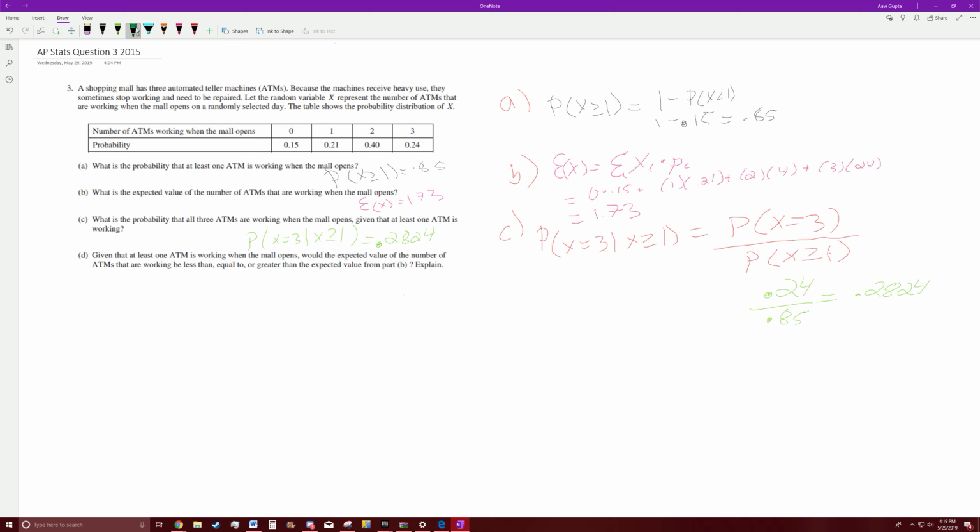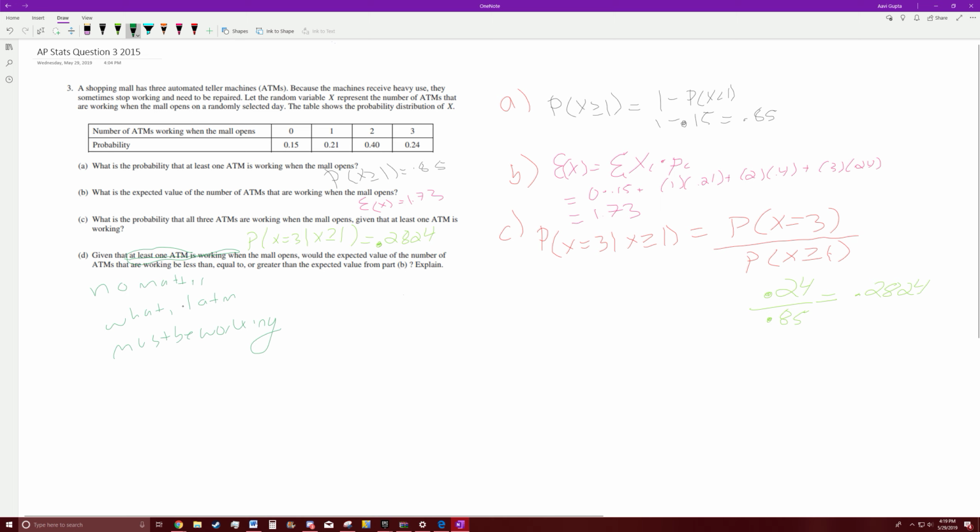So now question D is saying, given that at least one ATM is working when the mall opens, so there's something key about this. Given that at least one ATM is working when the mall opens, at least one. So no matter what, one ATM must be working. Will the expected value of the number of ATMs that are working be less than, equal to, or greater than the expected value from part B?